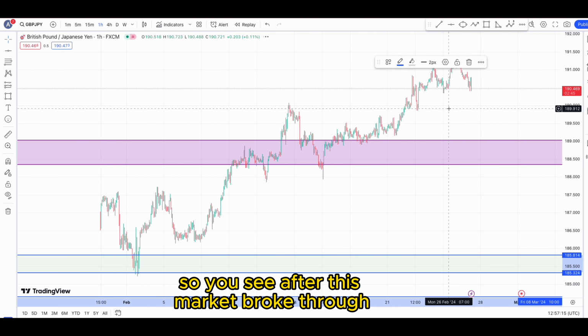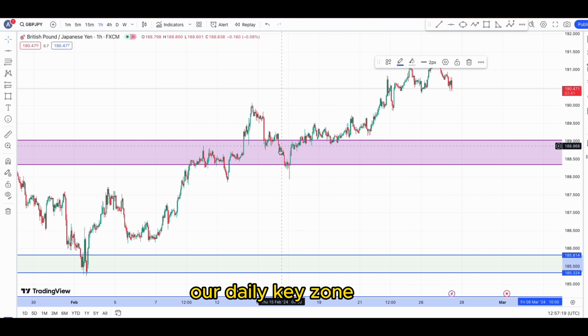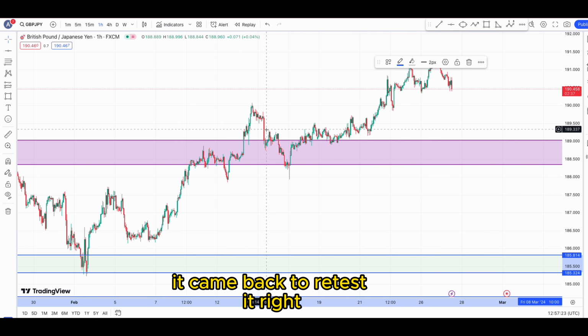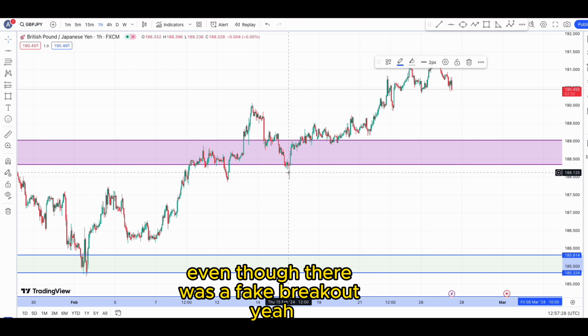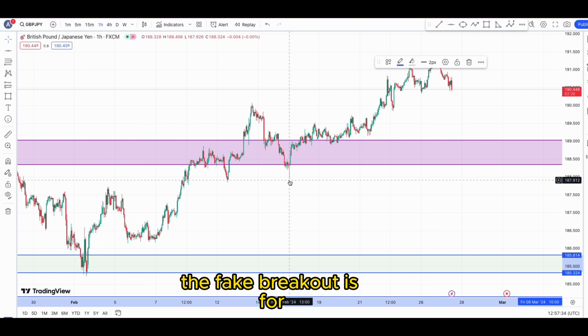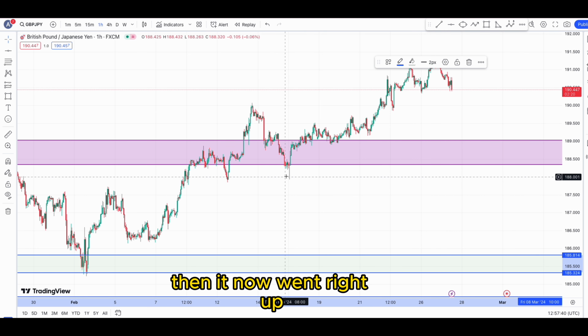You see, after this market broke through our daily key zone, this is the place it broke through our daily key zone, it came back to retest it, right? It came back, even though there was a fake breakout here. You can see the fake breakout. It came back to retest it. The fake breakout is for it to clear people's stop loss, those stop loss that are very tight. Then it now went right up.